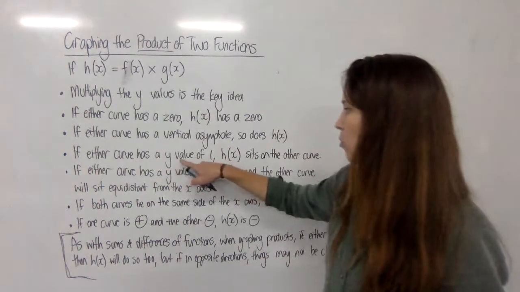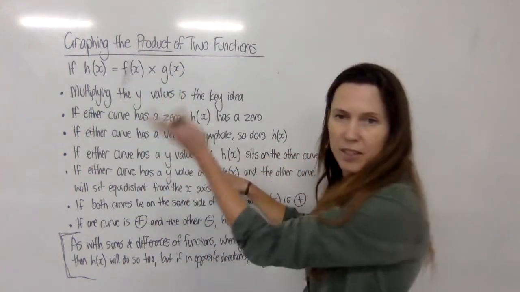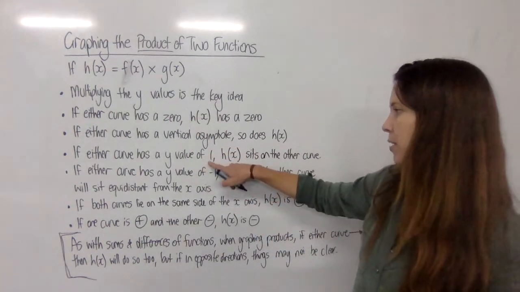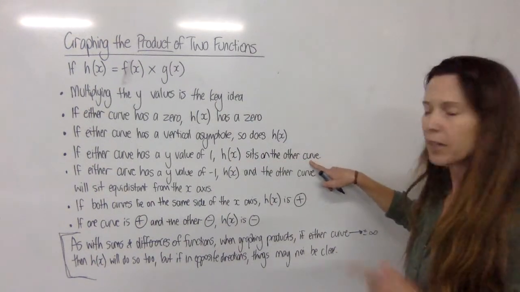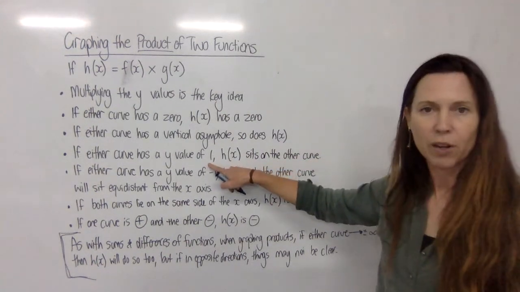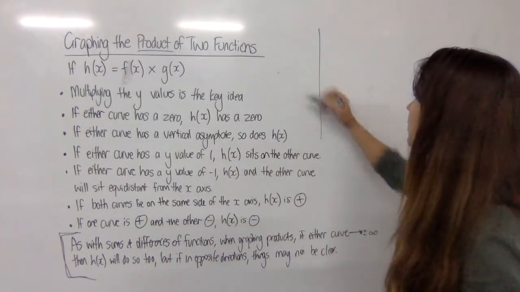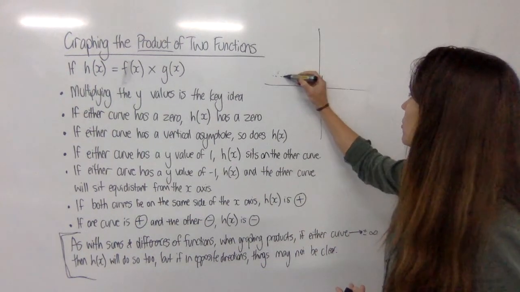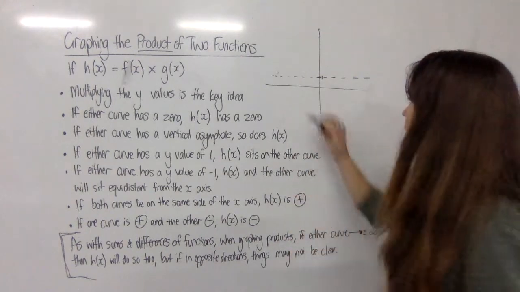If either curve has a y value of 1, what's going to happen? Well, 1 times anything is just whatever the other thing is. So if either curve has a y value of 1, then h of x is going to sit on the other curve. So that's a good point to look out for when you're graphing a product. Look for places where y equals 1. In other words, you'll have a few sketches. Have a look at this horizontal line along here and see where your curve is meeting it.